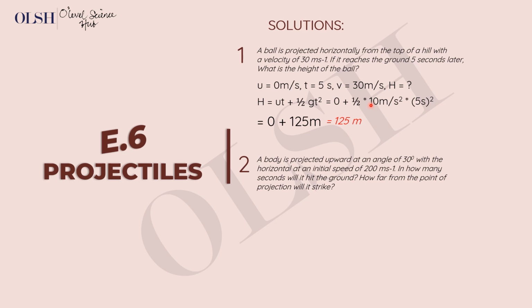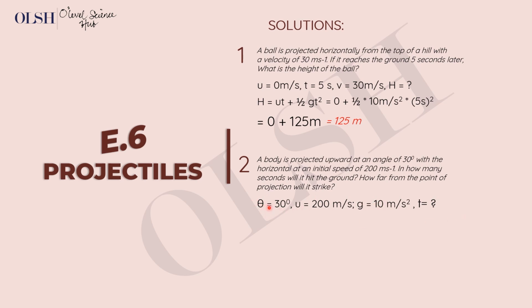A body is projected upwards at an angle of 30 degrees with the horizontal at an initial speed of 200 meters per second. In how many seconds will it hit the ground? Then how far from the point of projection will it strike? So we have 2 questions. The first one, we're asked to find time. The next one we're asked to find the range. So we can do this by first listing out the parameters we have from this question.